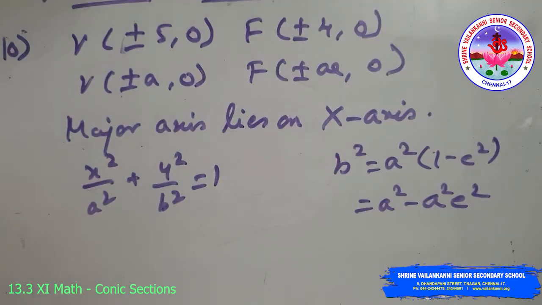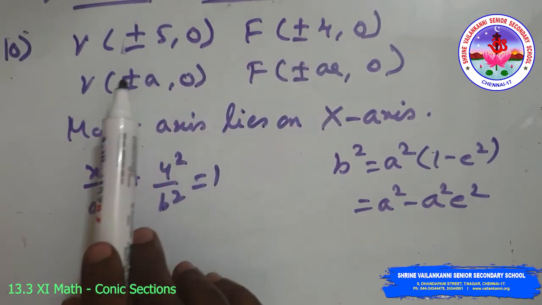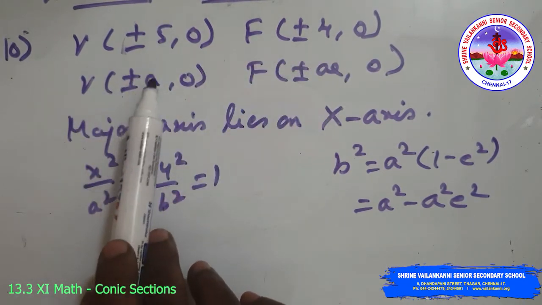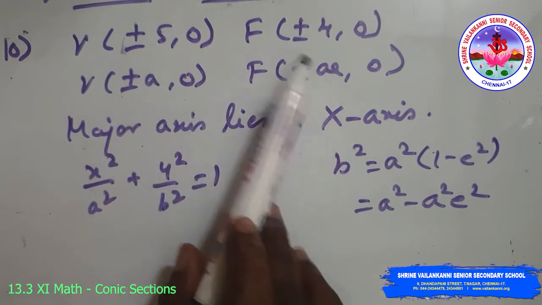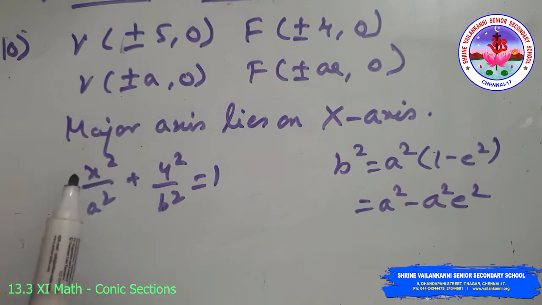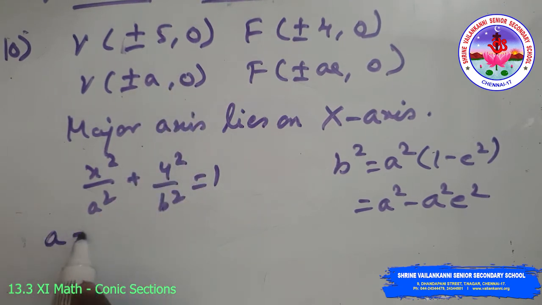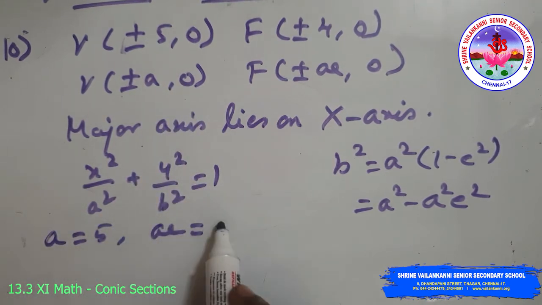10th question. Vertices are plus or minus 5 comma 0 and foci are plus or minus 4 comma 0. Here plus or minus a are the vertices, and plus or minus ae are the foci. So major axis lies on x axis. So equation of the ellipse is x square by a square plus y square by b square equal to 1. Here a is 5 and ae is 4.